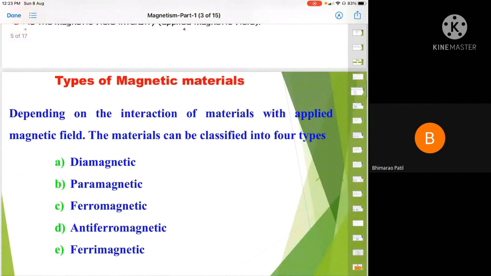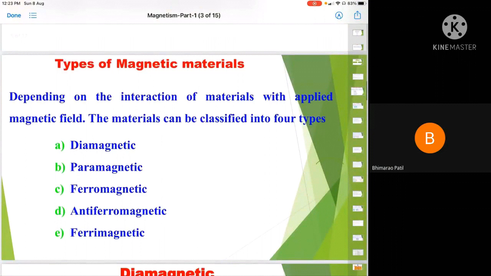Then let's go to the discussion about the types of magnetic material. Depending upon the interaction of the material with an applied magnetic field, magnetic materials can be classified into five types: diamagnetic material, paramagnetic material, ferromagnetic material, antiferromagnetic material, and ferrimagnetic material. We discuss them here one by one.